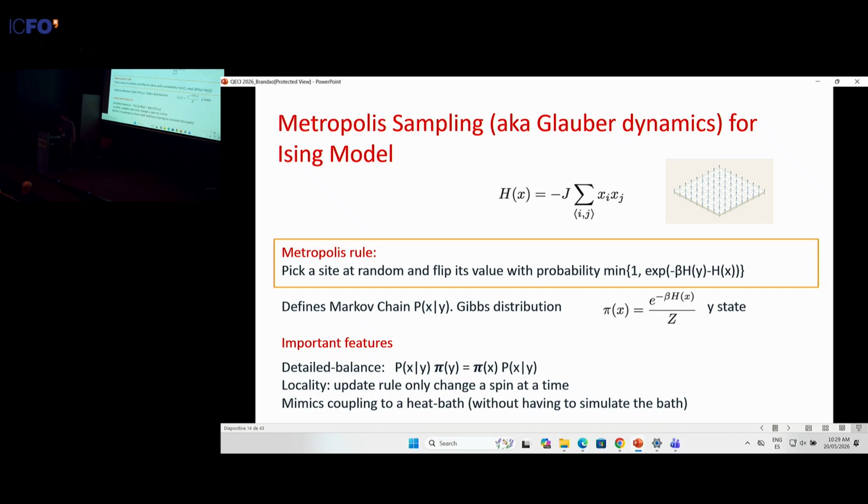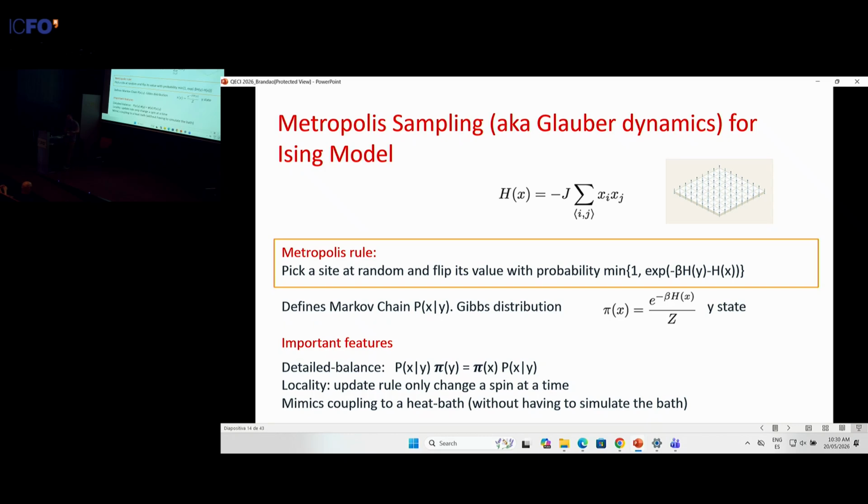The probability is the minimum between 1 and the following. If you flip the spin and the energy goes down, you always accept. But if you flip the spin and the energy goes up, you will only flip with a probability given by this function here that I wrote. And what is this? This is the ratio of the Boltzmann factors of the two energies, the energy that you have now and the energy that you have after flipping the spin.